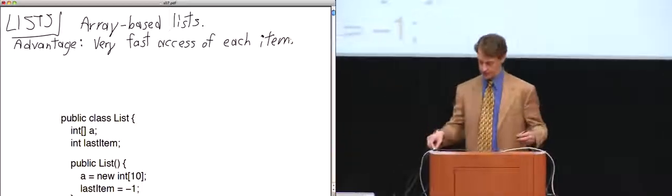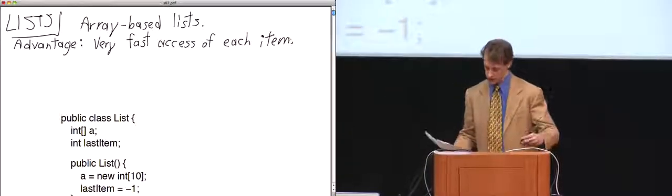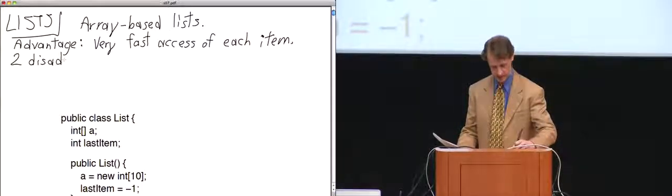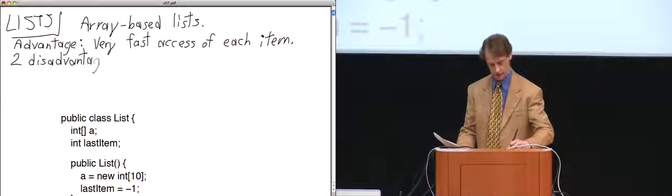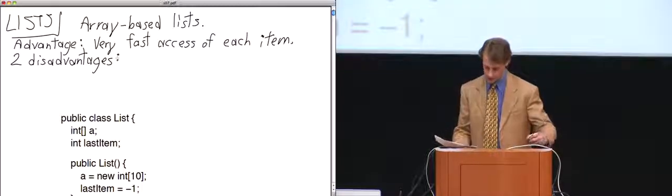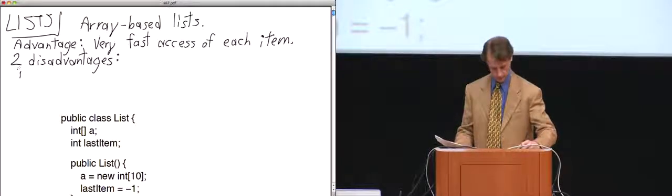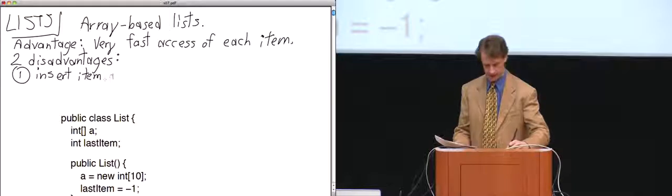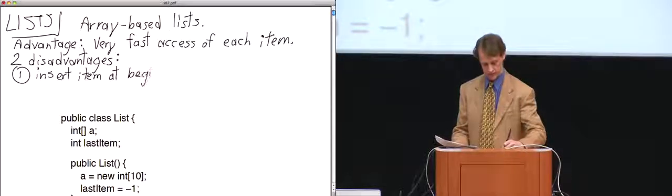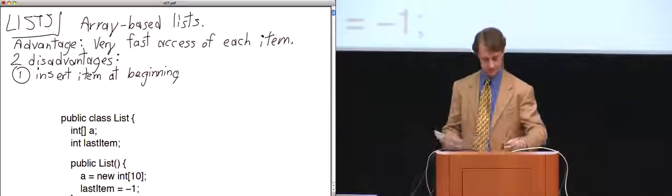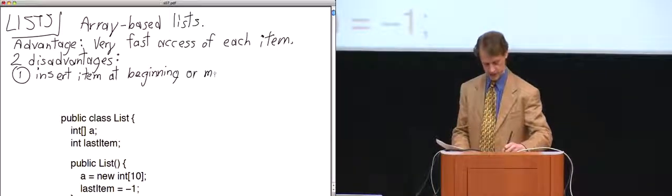But arrays have some pretty big disadvantages as a way of storing lists as well. Let's look in particular at two disadvantages that are going to motivate not only lists, but a lot of other data structures we'll learn this semester. The first one is, suppose we want to insert an item, not at the end of a list, but at the beginning of the list. Or even in the middle of the list. It doesn't have to be the beginning. Almost everywhere is expensive.